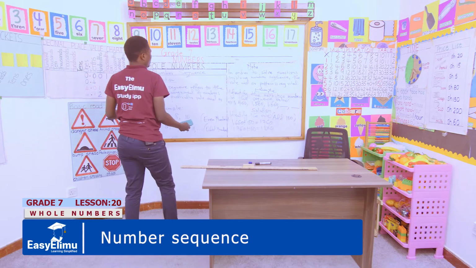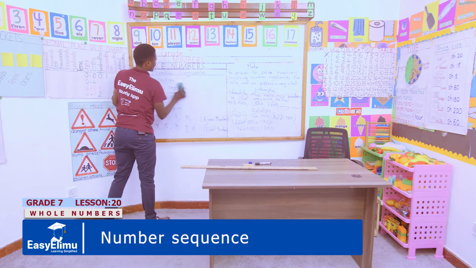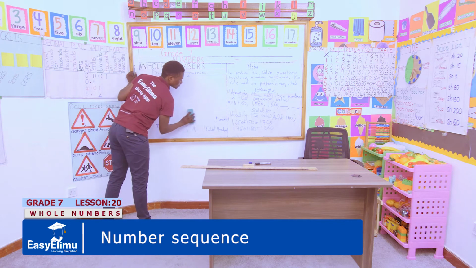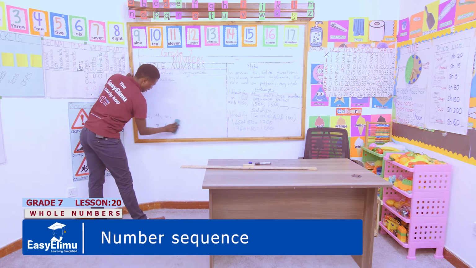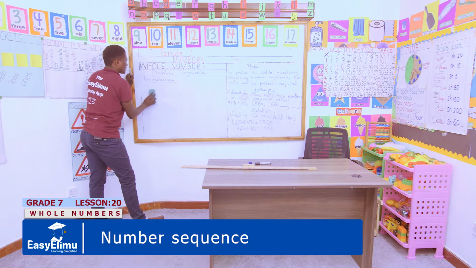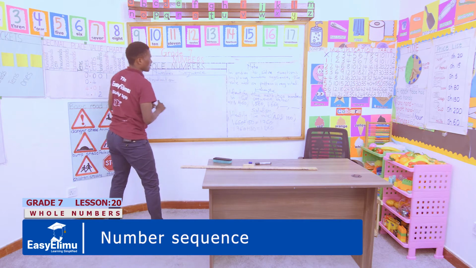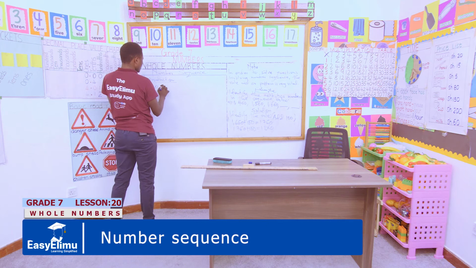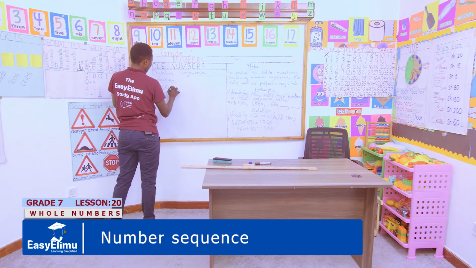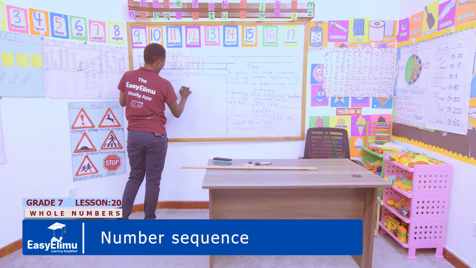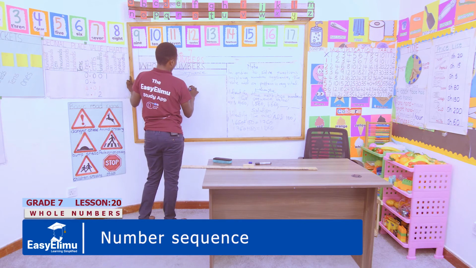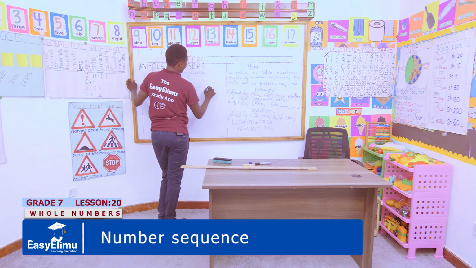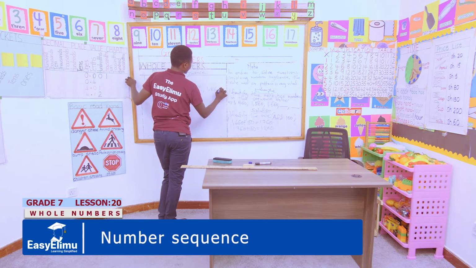Therefore, our sequence with the last 2 numbers included becomes 1460, 1560, 1660, 1760, then 1860.